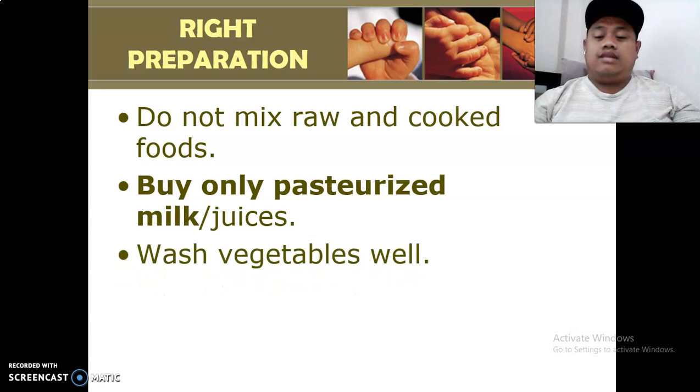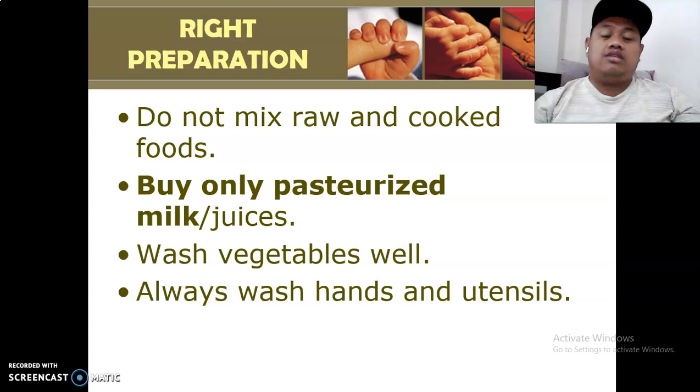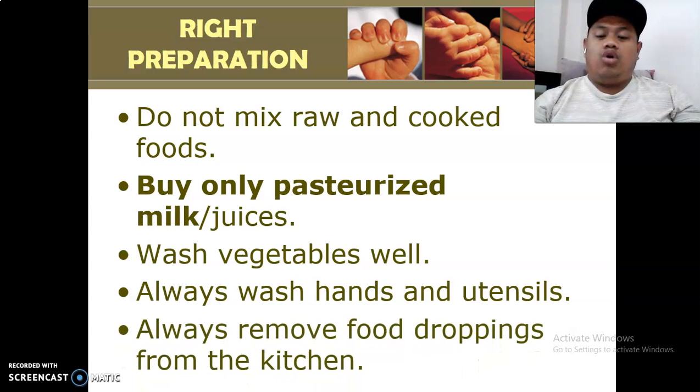Next, you always need to wash vegetables, especially if you will be serving them raw, for example in salads. And always wash hands and utensils thoroughly, and always remove food droppings from the kitchen if you are working in a food establishment like a restaurant, because food droppings would attract rats and that would add to the sanitation problem of that establishment.